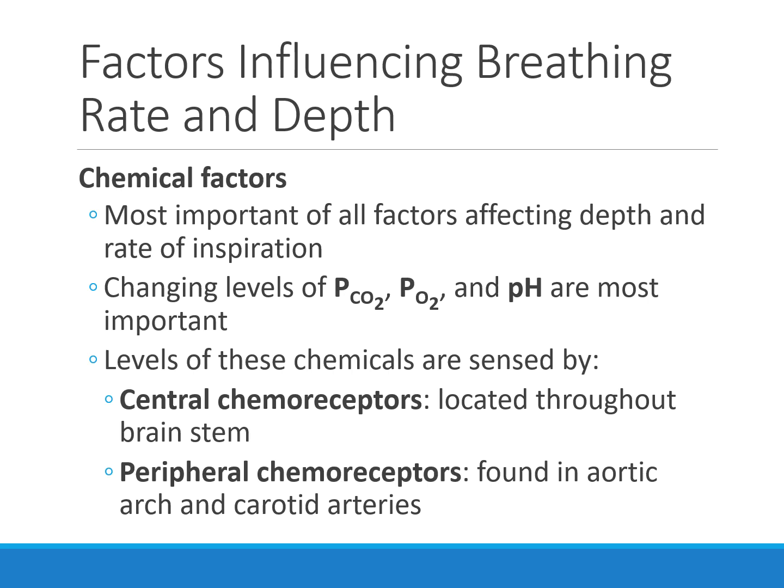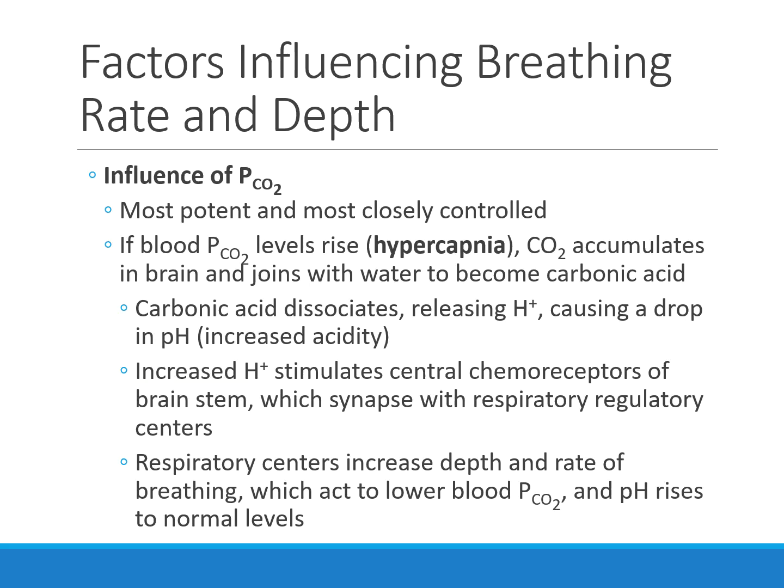So the chemical factors, this is the most important of all of the factors that affect the depth and the rate of your inspiration. When you have changing levels of carbon dioxide and oxygen and the pH, those are the important things that are happening. The levels of these chemicals are sensed by central chemoreceptors found in the brainstem. There's lots of them in the brainstem, and then peripheral ones, which are found in the aortic arch and the carotid arteries. So what's the influence of carbon dioxide?